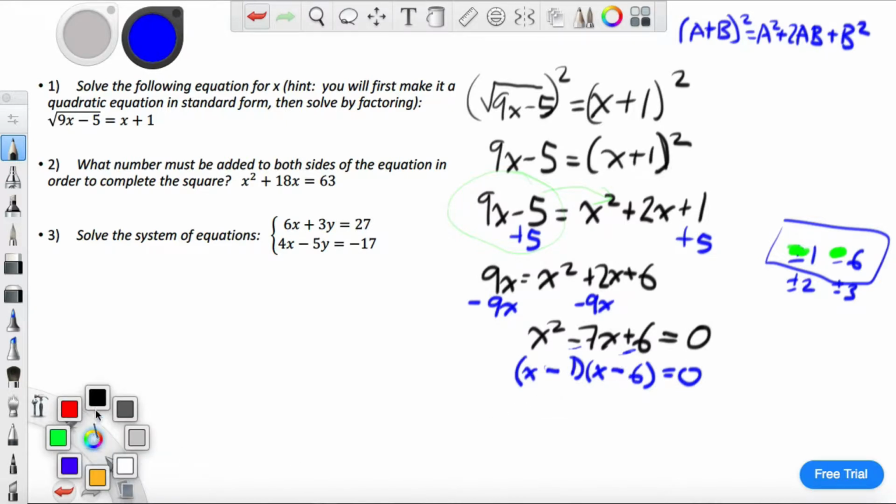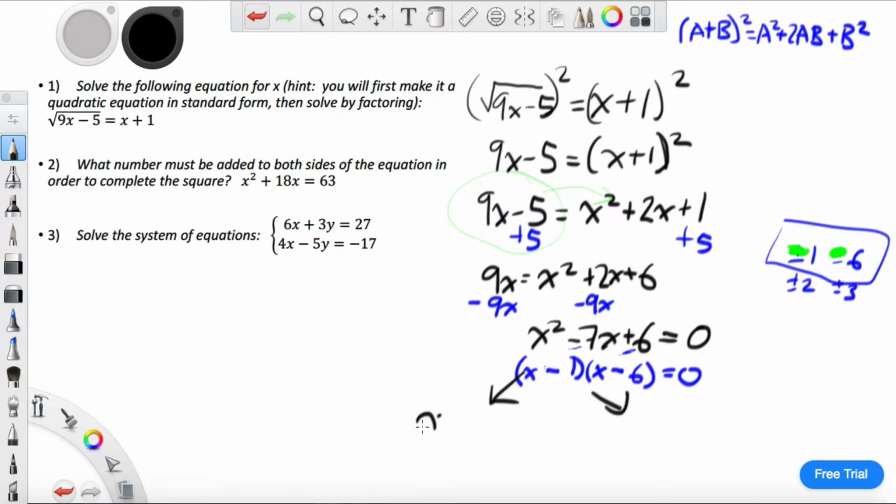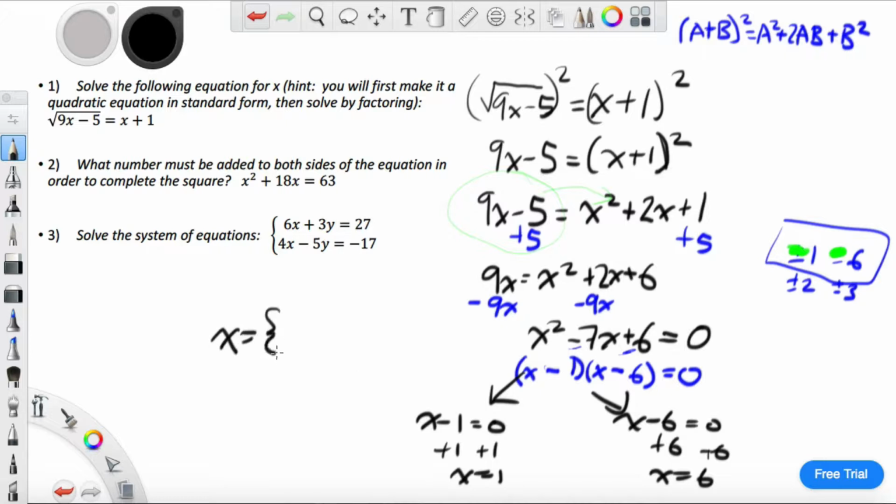Okay? And that's when you know that these are going to separate out into two separate equations. X minus 1 equals 0 and x minus 6 equals 0. We add 1 to both sides in this case and get x equals 1. And add 6 to both sides in this case and get x equals 6. Okay? So we now have x equals 1 and x equals 6, and we usually notate that x equals 1 comma 6. And so that's our answer for number 1. Okay?